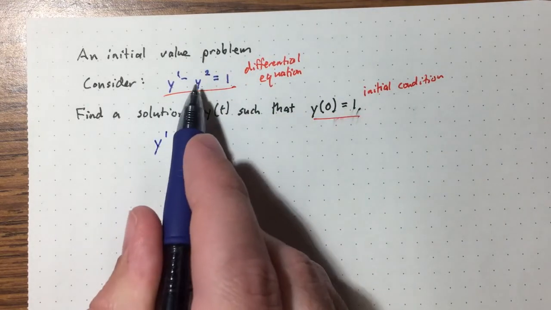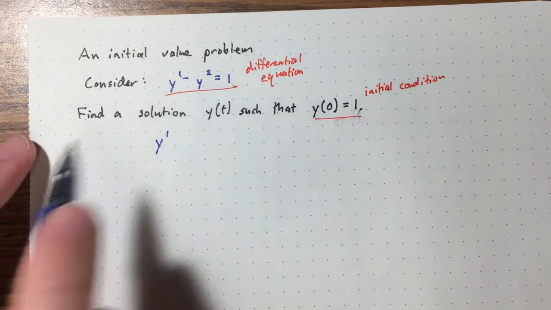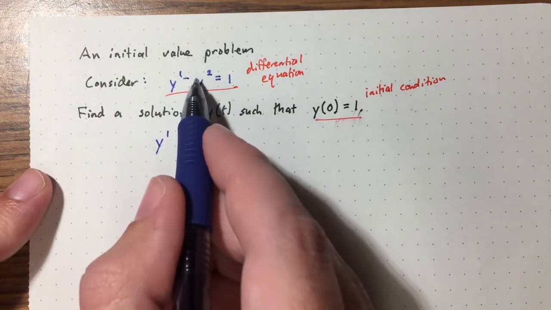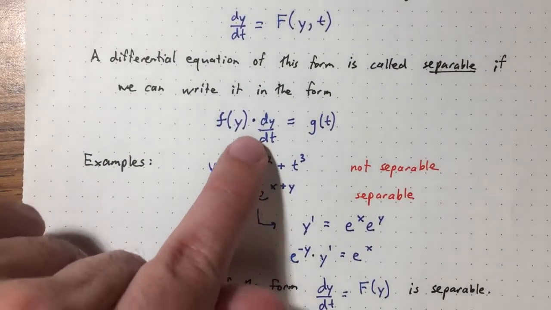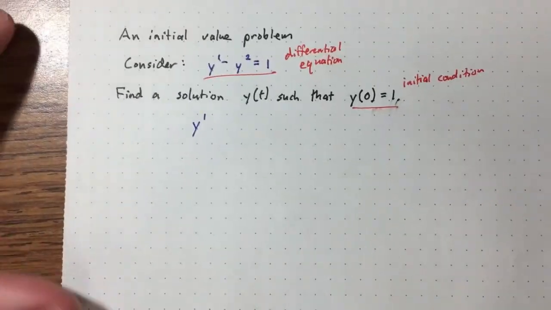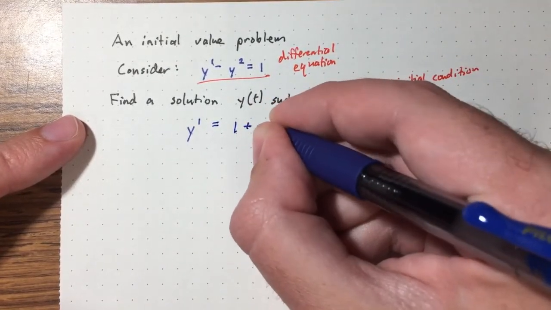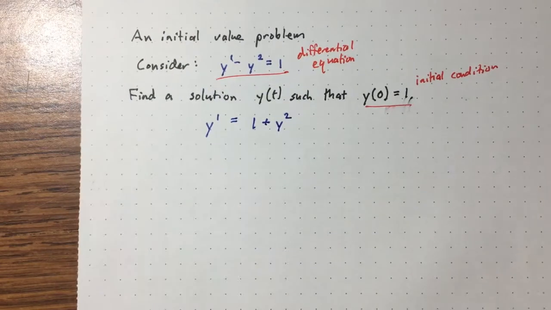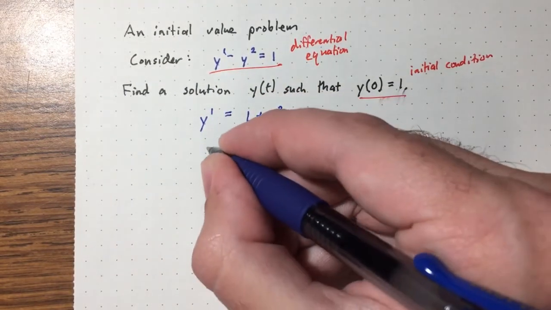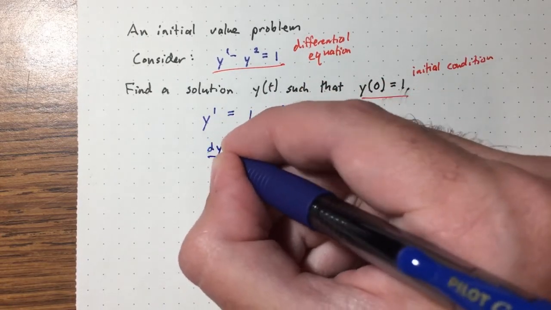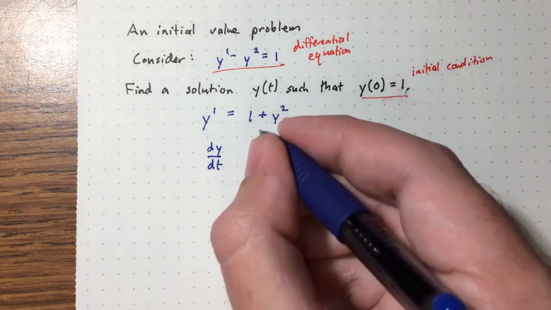Is this a separable differential equation? Well, it's not written in the correct form right now, right? Because we need multiplication over here. We have subtraction. That's no good. So the first thing we need to do is move this y squared over to the other side. And maybe I'll rewrite this as dy, I guess we have t here, so dy dt.